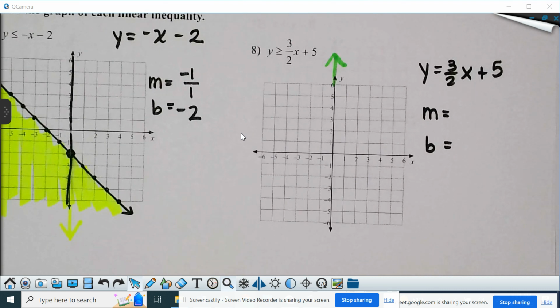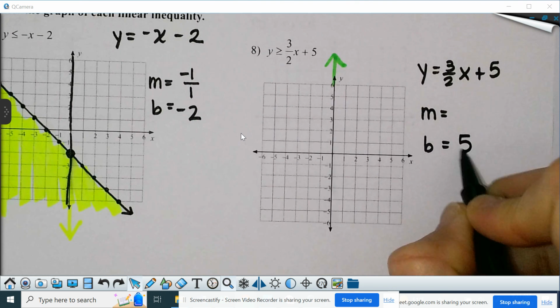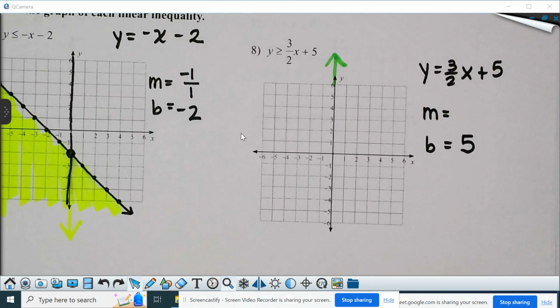Yep. Thank you for not leaving me hanging there, Maddie. Yep. Thank you, Ela. Okay, and then what is my slope?